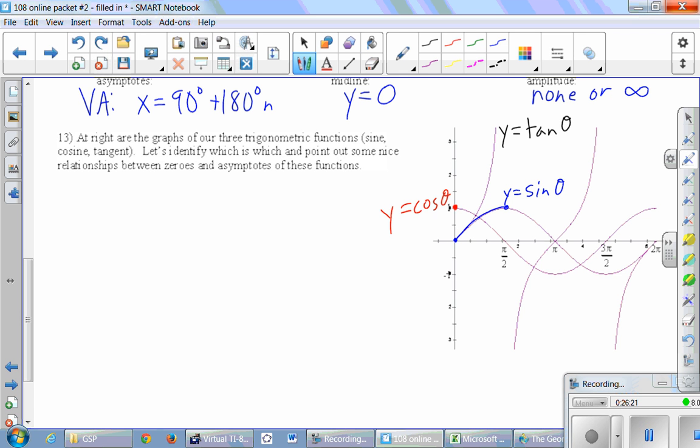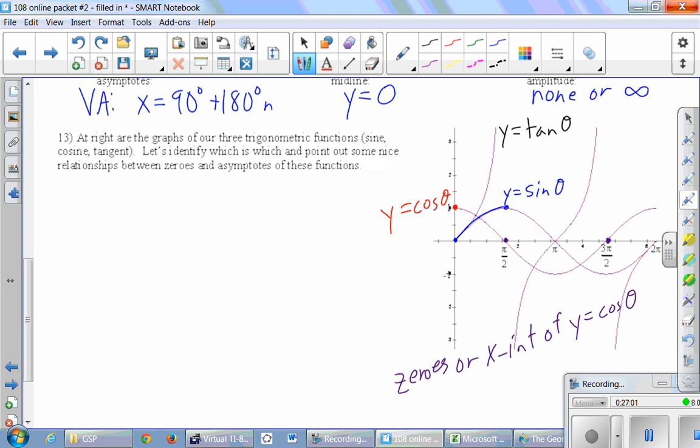Okay, so I said there was something going on here with asymptotes and intercepts. So let's take a look at the zeros or x-intercepts of, which one do we want to start with? Let's take a look at the zeros or x-intercepts of cosine. Okay, so we're just going to mark these in purple. Places where the cosine hits the x-axis. So it hits right there at pi over 2, and it hits right over here at 3 pi over 2.